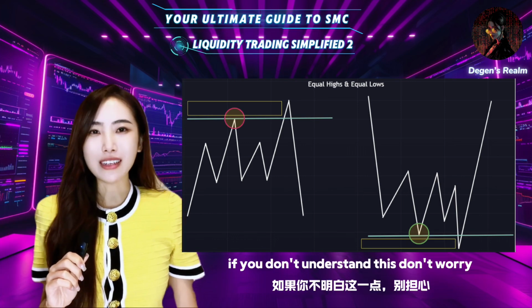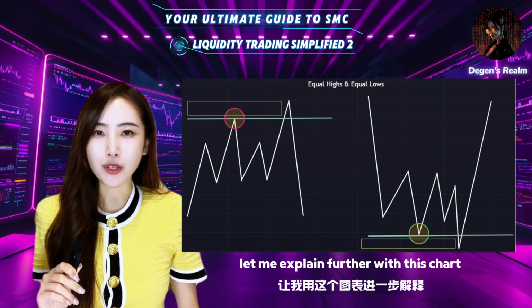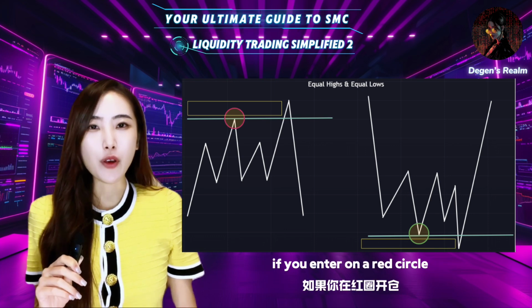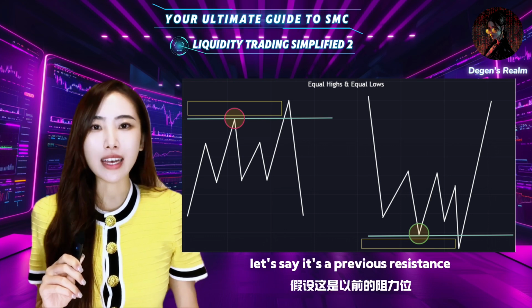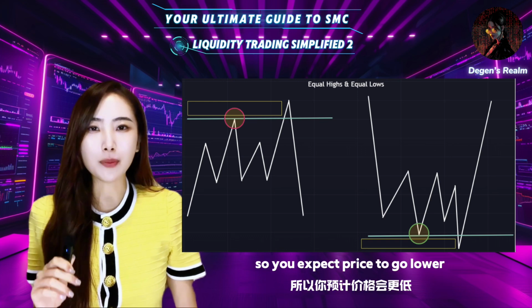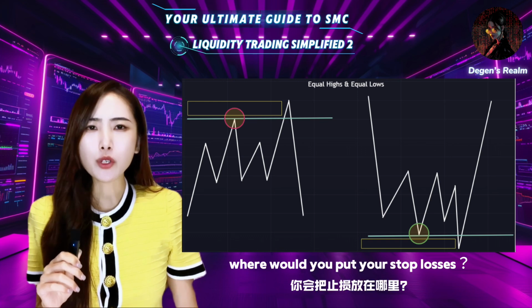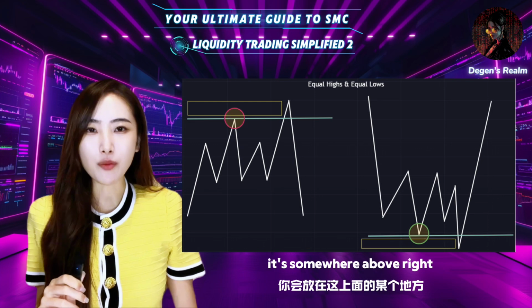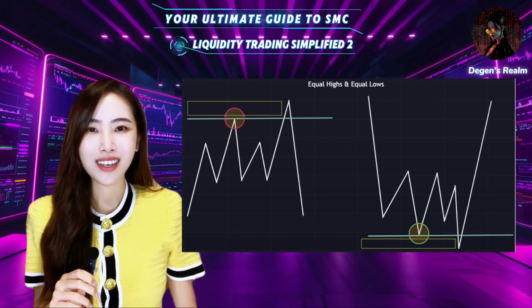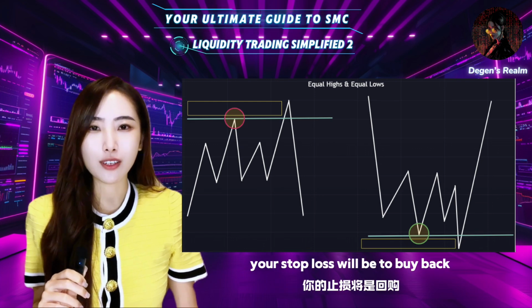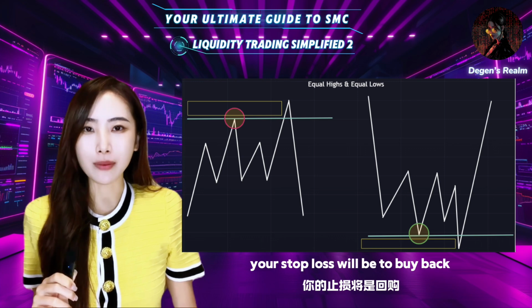If you don't understand this, don't worry. Let me explain further with this chart. If you enter on a red circle, let's say it's a previous resistance, so you expect price to go lower. Where would you put your stop losses? It's somewhere above, right? So when you open a short entry, your stop loss will be to buy back.